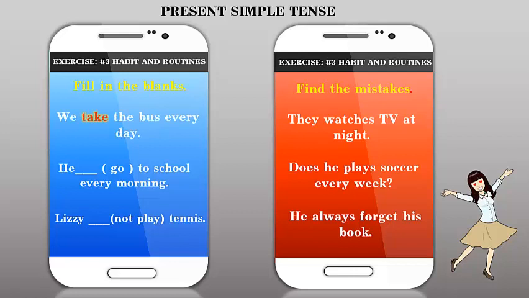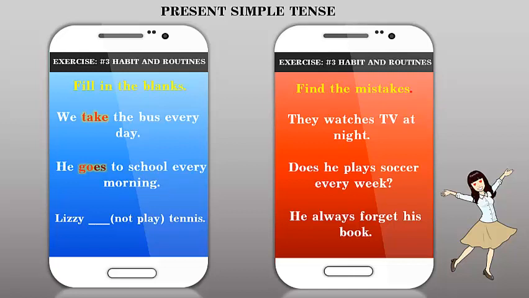In the second sentence, it says he blank to school every morning. Again, a routine. The subject here is he. What do we do if the subject is he, she, or it? We add s or es to the verb. In this example, the verb is go, so we have to add es. He goes to school every morning.